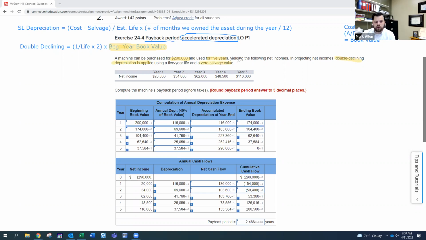Now, this is important, no salvage, all that. But what I want you to realize, or what I want you to think about, is: what is the difference between net income and cash flow? Net income includes things that are revenues, expenses, gains, and losses. And some of those things may or may not include cash.